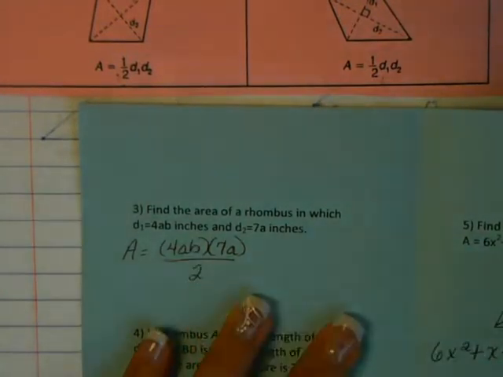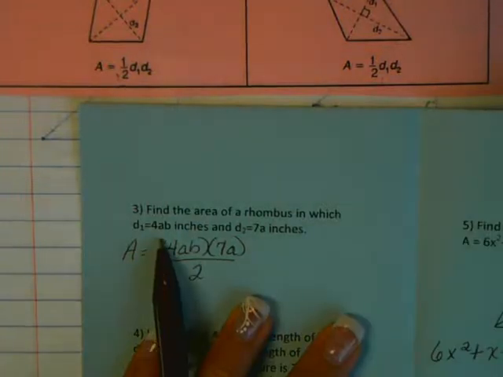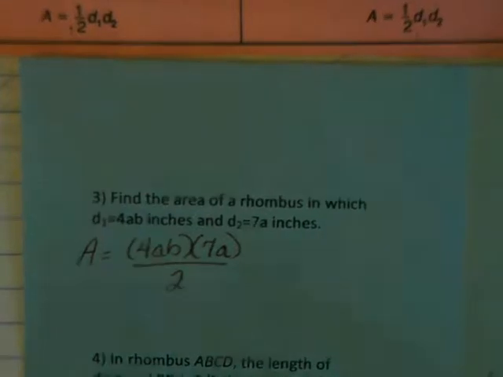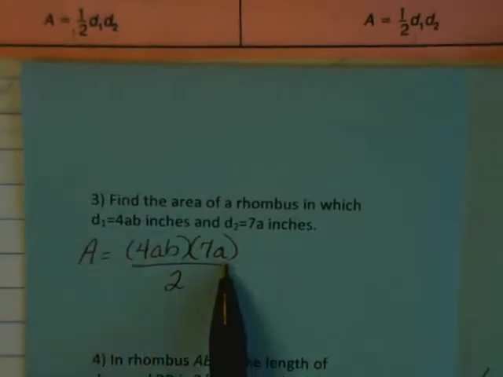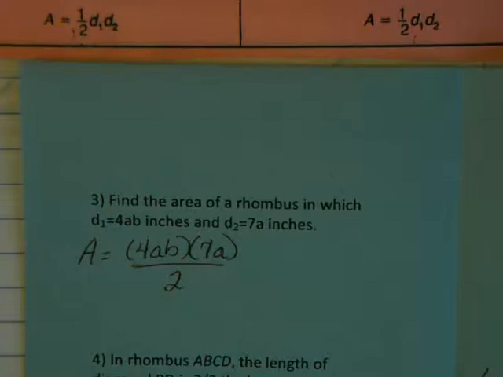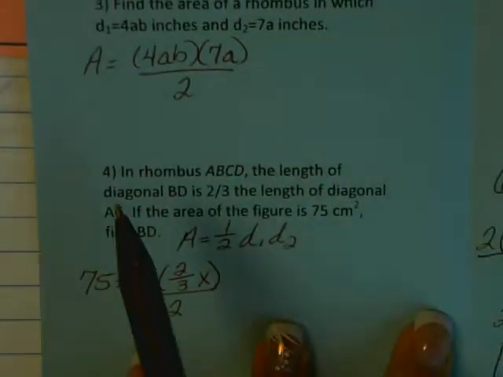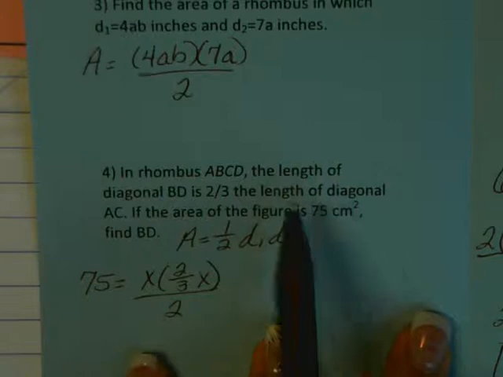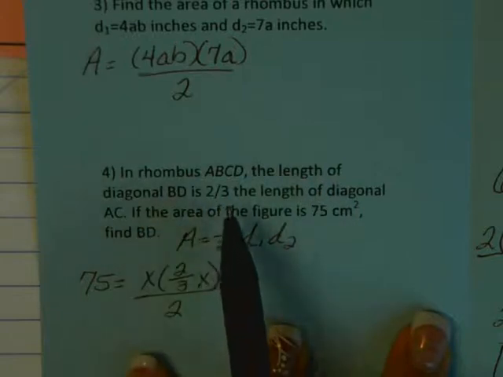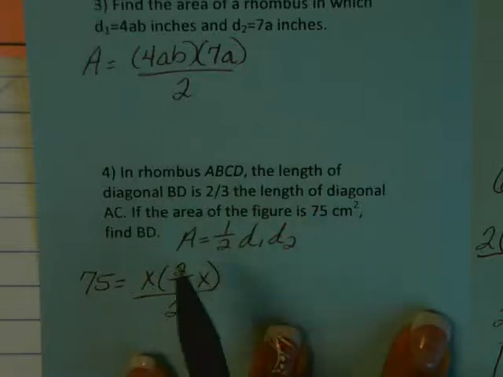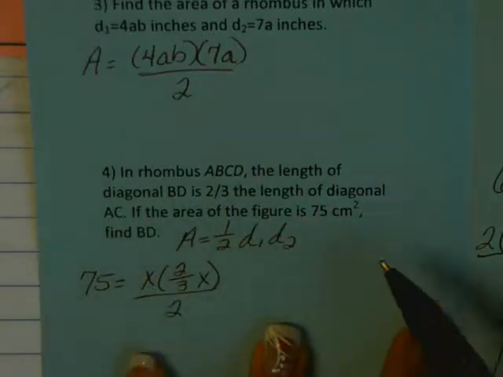Now, on a few of these, I'm going to help you just set them up, and I want you to finish the math for homework. This says find the area of a rhombus in which diagonal 1 is 4ab inches and diagonal 2 is 7ab. Just plugging in the formula that we know, which is diagonal times diagonal divided by 2, would give you this. And then, of course, you multiply them, adding your exponents the whole time and making sure you reduce it to the minimum. The second one that we can look at is this one where it says, in rhombus ABCD, the length of diagonal BD is 2/3 the length of diagonal AC.